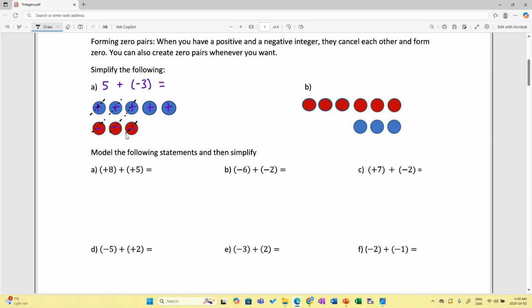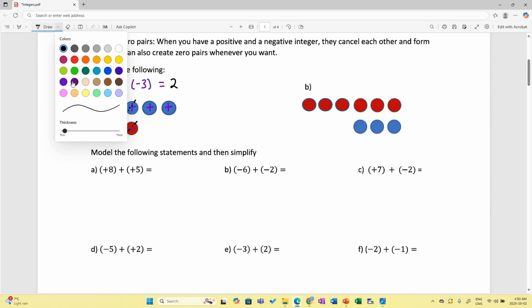Okay, and after I canceled out every positive and negative that I can, I simply ask myself, what is left over? And what's left is 2 positive circles. So I can say that 5 plus negative 3, the answer will simply be 2. Now let's move on and do B.